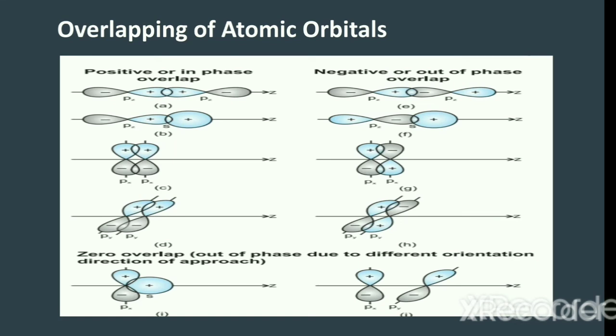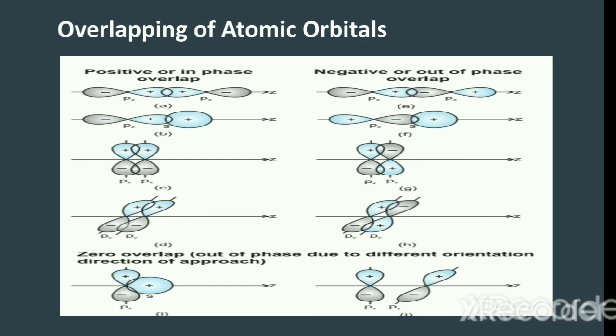Consider overlap of a pz orbital and s orbital. Positive overlap will take place if the sign of both the overlapping lobes is positive. If it is negative, then it is taken as negative overlap.